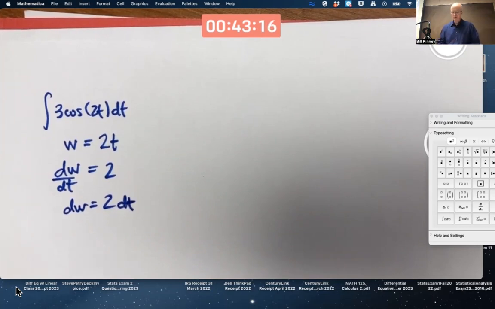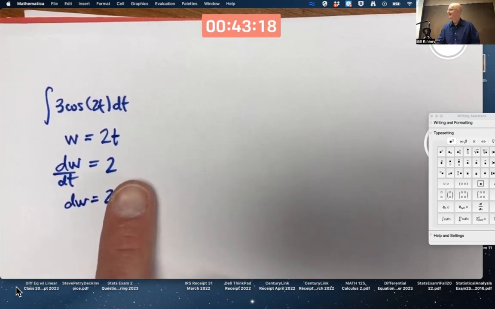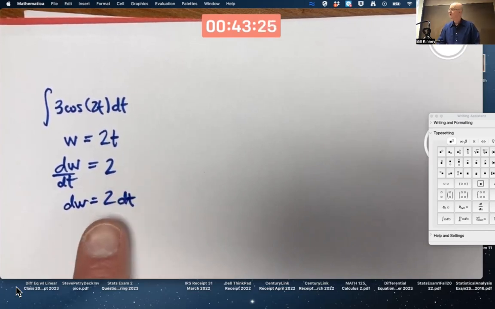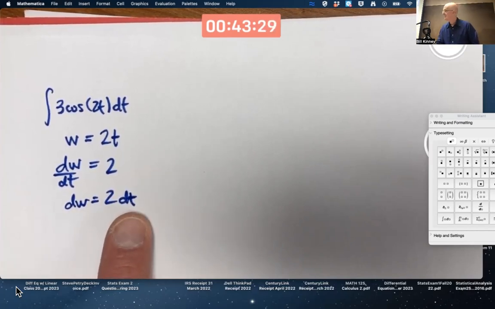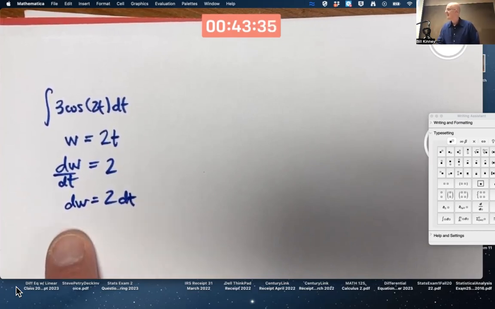You should not write dw equals 2. That would be bad style, and maybe a point would be taken off. You should write dw equals 2 dt. If dt is an infinitesimal and 2 is an ordinary number, the product of an ordinary number and an infinitesimal has got to be infinitesimal, right?